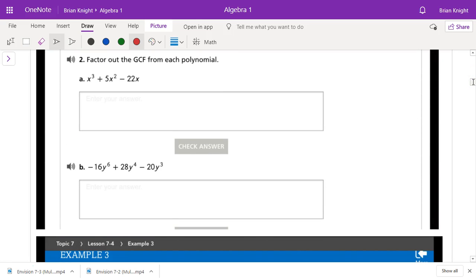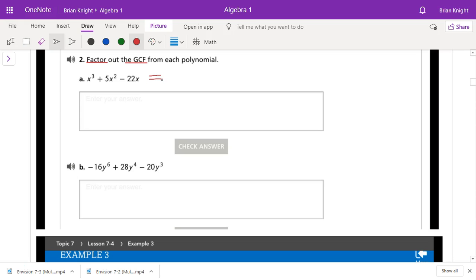All right, so we are factoring out the greatest common factor of each polynomial. So we're doing the same thing we just did with a little extra, okay? So x to the third, 5x squared, negative 22x. What is my common factor, first off? Well, it is 1. So you don't have to worry about the numbers, because if it's 1, it really doesn't matter, okay? So it's 1, but what about the letters?